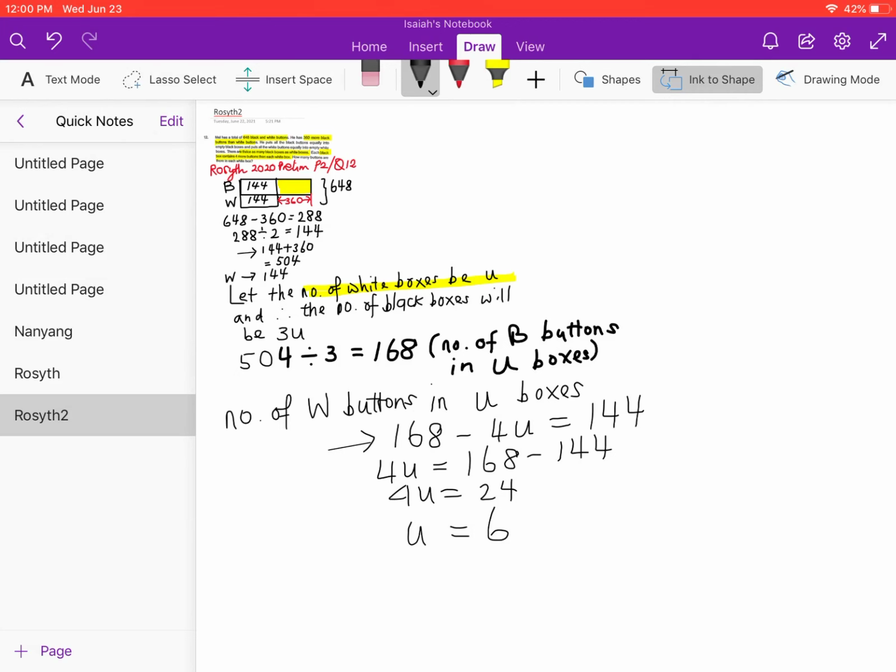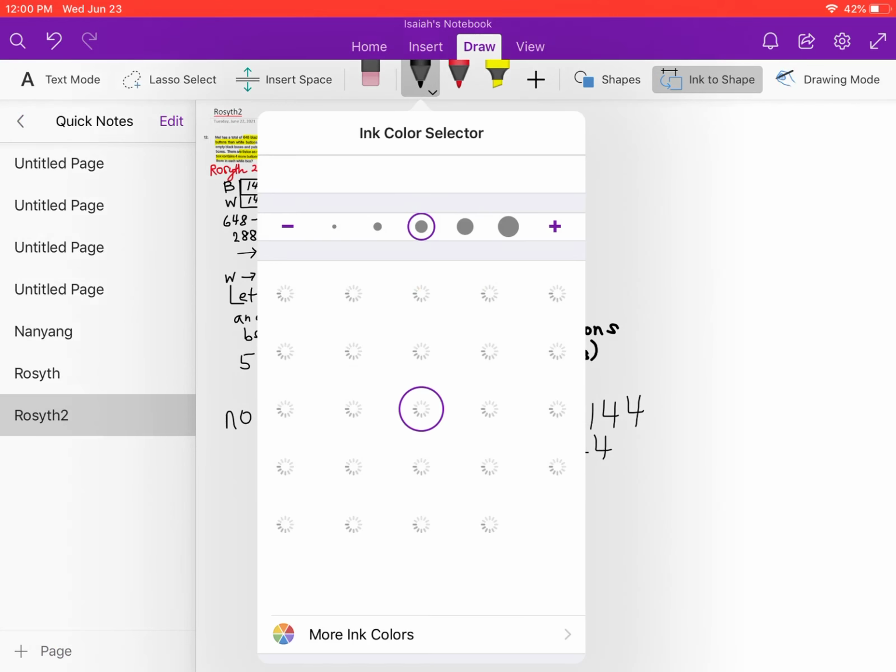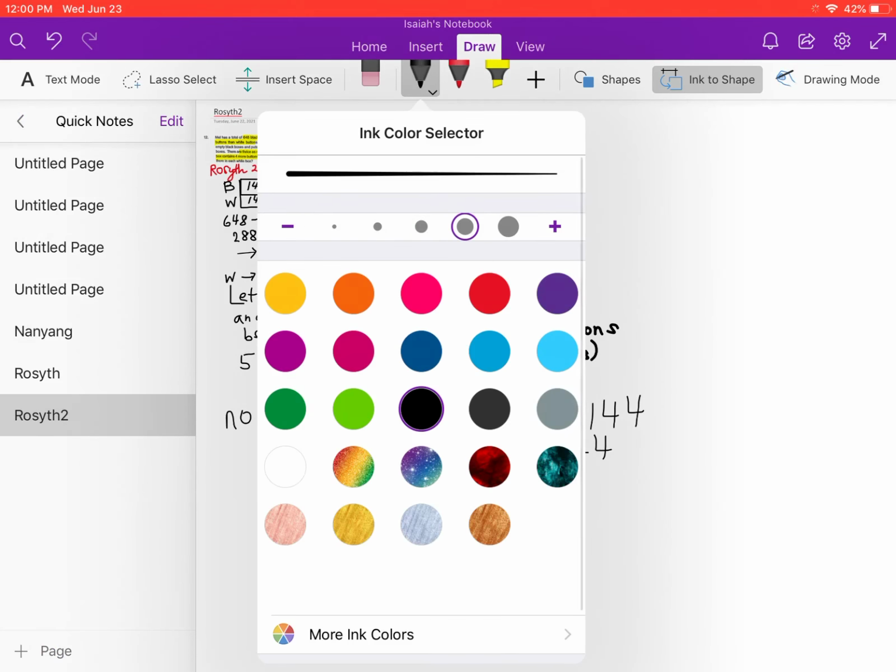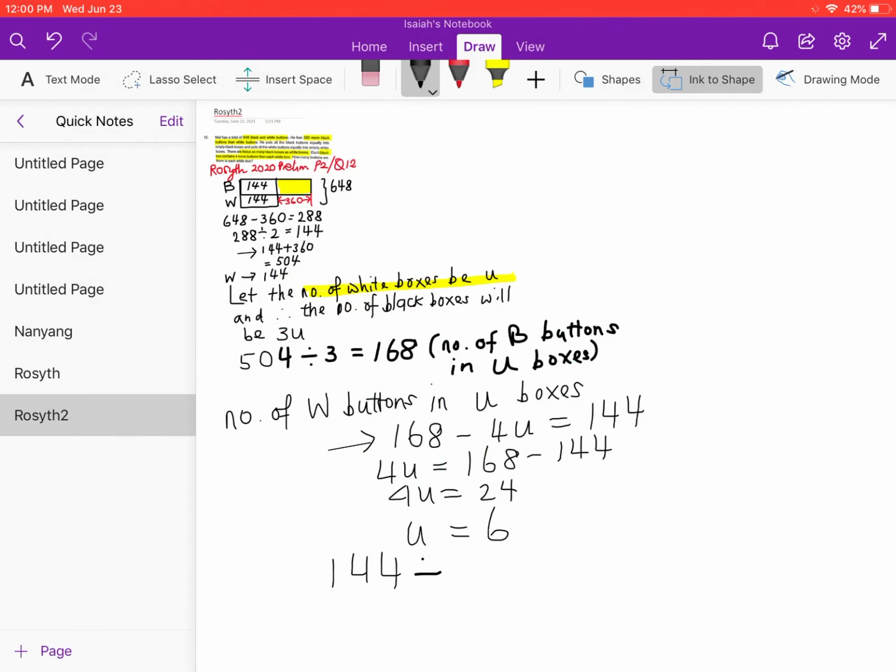So therefore, the question asks us to calculate how many buttons there are in each white box. What we do here is take the total number of white buttons, which is 144, and divide it by 6. This will give us 24. So that will be our final answer. There are 24 white buttons in each of the white boxes.